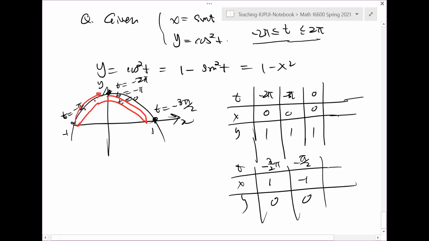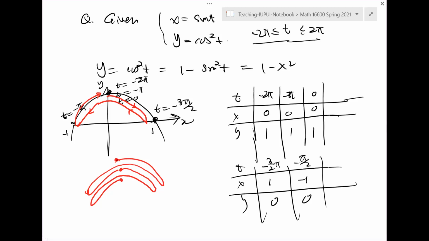And come back to here. So basically it goes like that, and then going back, and then continue like this. Yeah, back and forth.